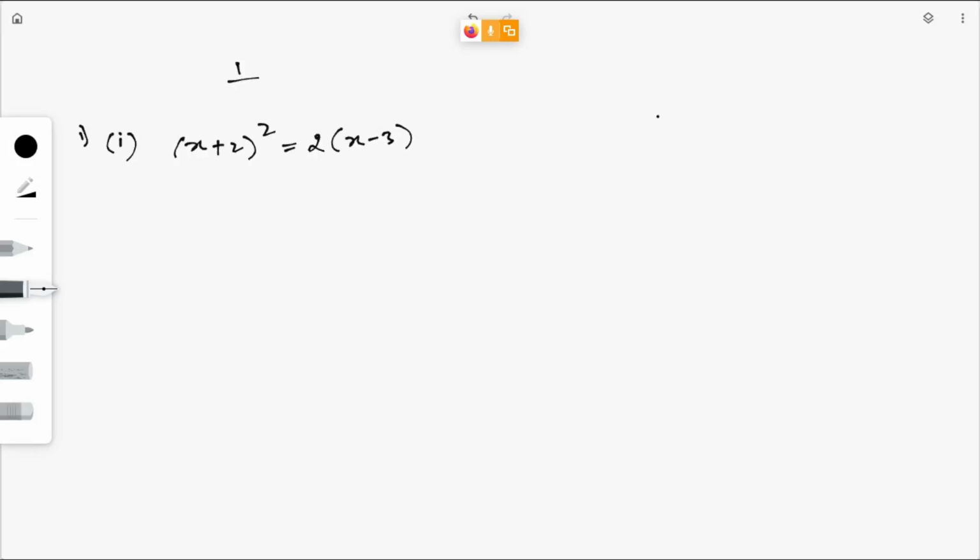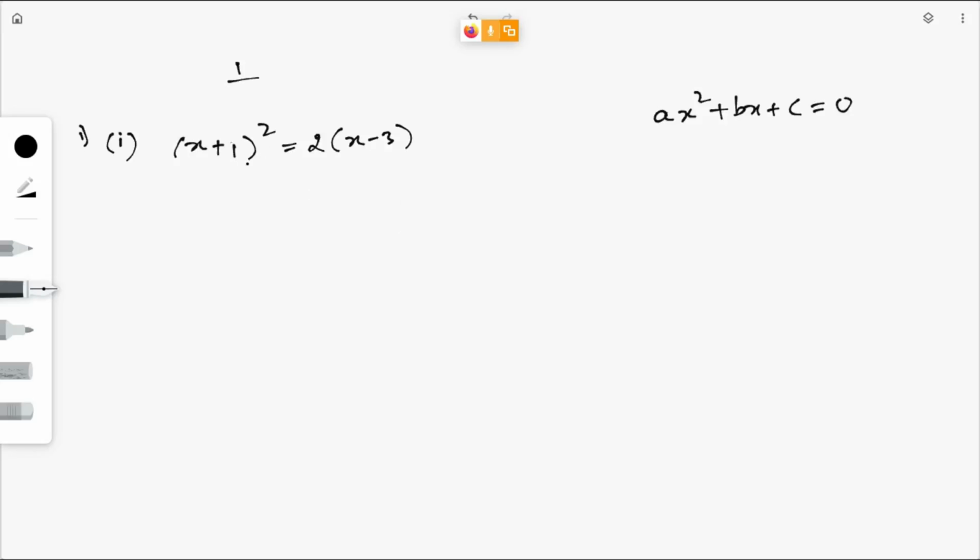So try to express x plus 1 the whole square, right? You need to try to express this equation in this form: ax square plus bx plus c is equal to 0, right? Fine. So start.